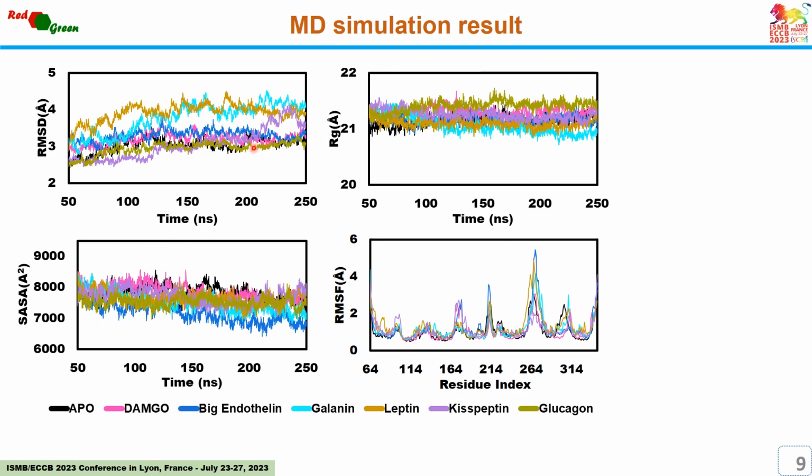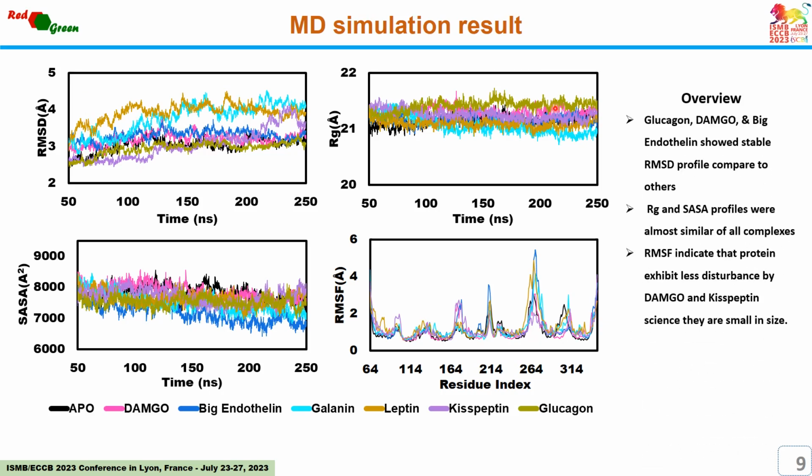This is the simulation result. After simulation, when we analyze the trajectory, we get several data like RMSD, RG, SASA, and RMSF. From a close overview, we saw that glucagon, DMGO, and big endothelin showed a stable RMSD profile compared to others. Here are the 4 drugs which are mostly stable over the simulation period.